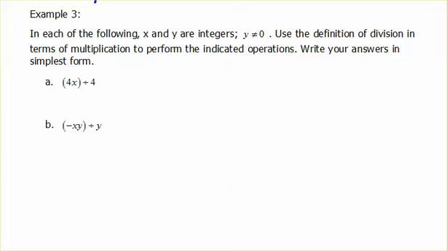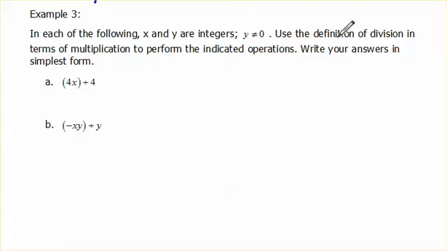Okay, here we are with a few more examples. So this one is example 3. It says in each of the following, x and y are integers with y not equal to 0. Well, that's important because in this problem, we're dividing by y. So if y happened to be 0, that would be undefined. That's why they put that little caveat there.